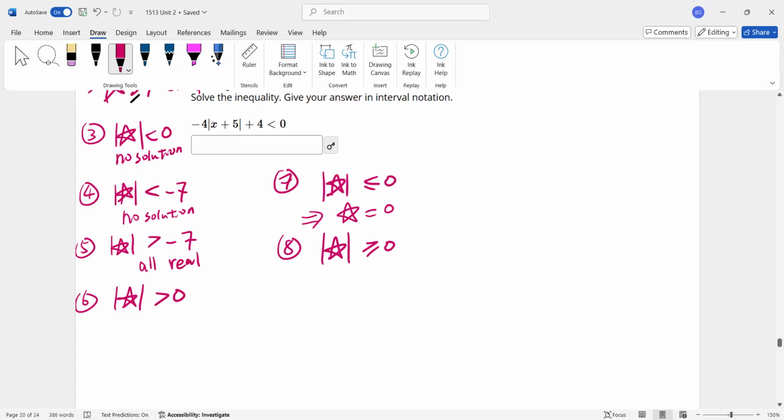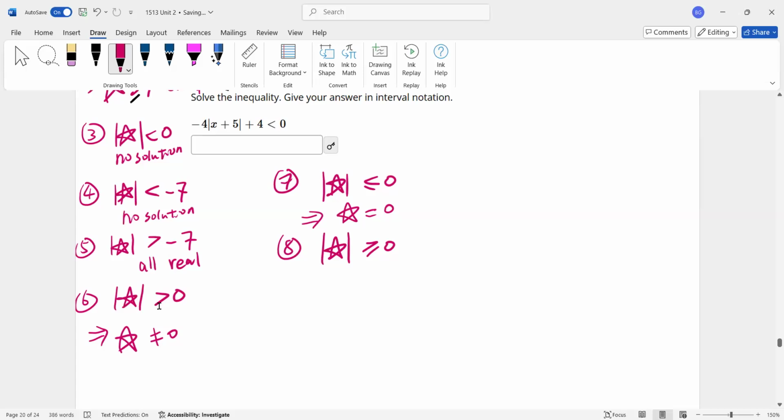Is it all real again? All real except 0. So the solution set is -infinity 0. Oh, sorry. Actually, not really that. It's going to be x is not equal to 0. Yeah, all real except the value of x that will make the star be 0.